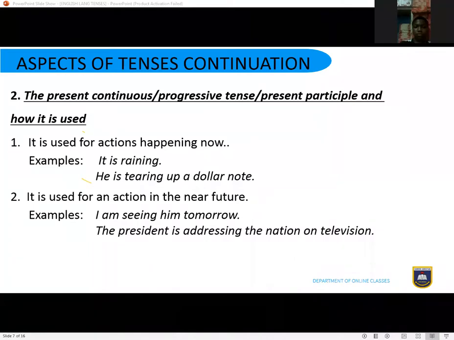But there is a helping verb too, and since it's a verb, can it also be classified as a verb? Yes. We have a helping verb there. That is the auxiliary verb. So if they ask you what is the verb in the sentence, I am seeing him tomorrow, what would the answer be? You underline from the helping verb to the main verb.